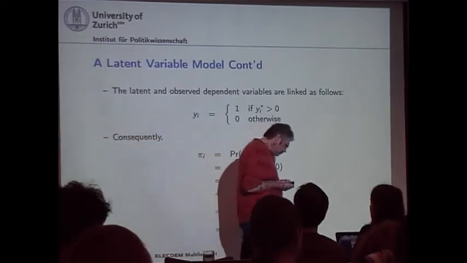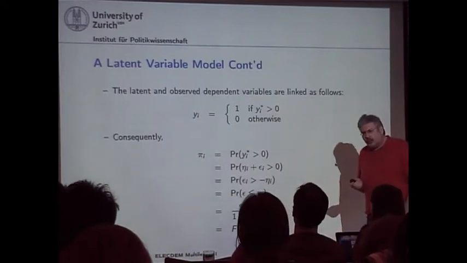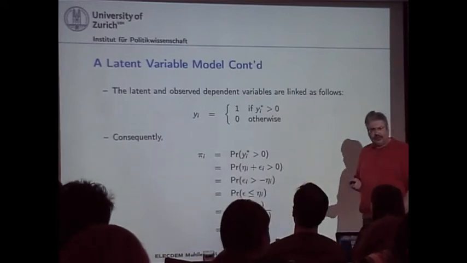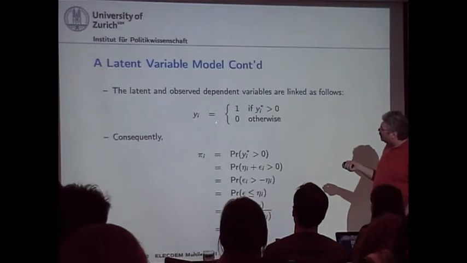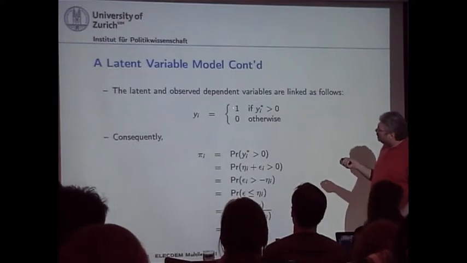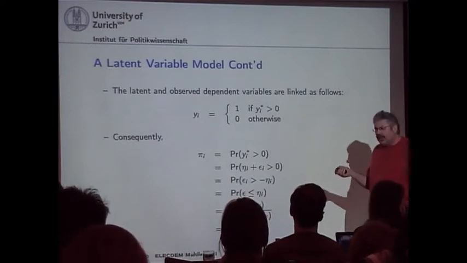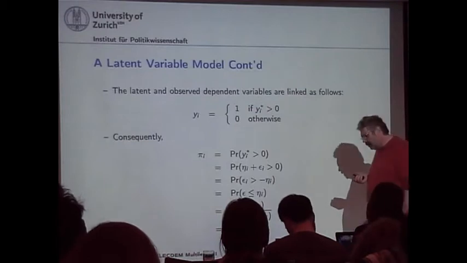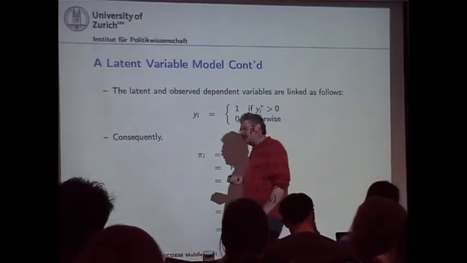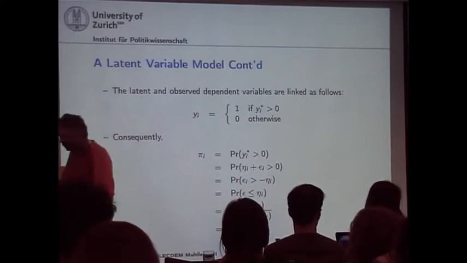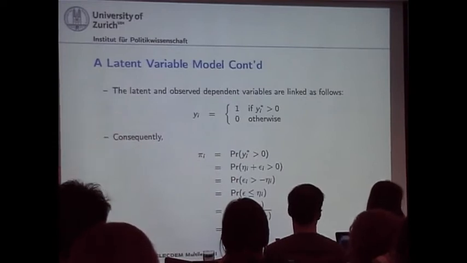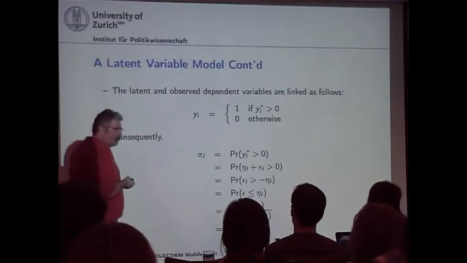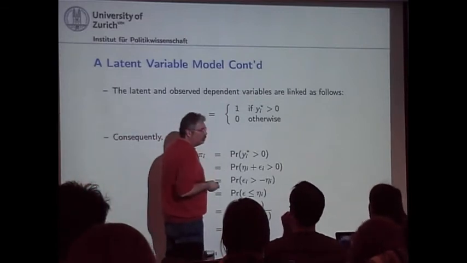Well, here is one way you can think about it. We say that Y takes the value 1 whenever this Y star is positive. You have to at least have a positive inclination towards voting for labor in order to be voting for labor. And if you don't have that, you will score 0.